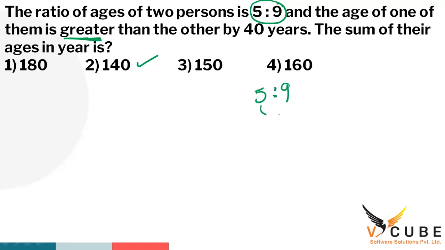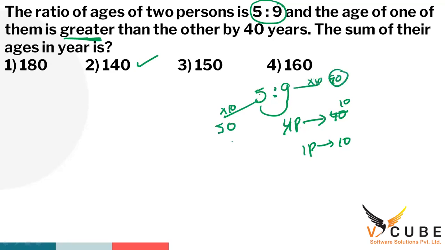5 parts, 9 parts. Difference is how many parts? 4 parts. 4 parts is equal to how many years greater than 40 years? 4 parts is equal to 40 years. 1 part is how much, guys? 10 years. So 4 ones are, 4 tens are. First, find out the first person A. 5 into 10, 50. 9 into 10, 90. The sum of our ages, 50 plus 90, 140 is the answer.